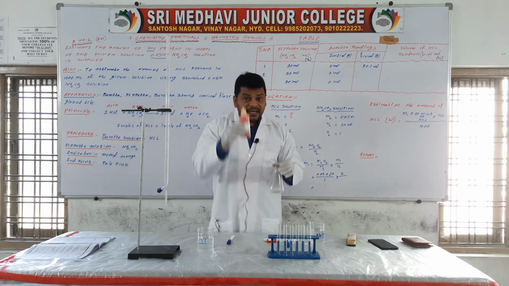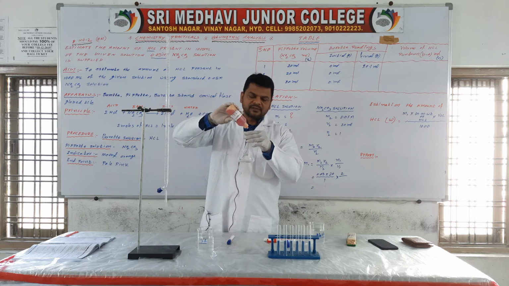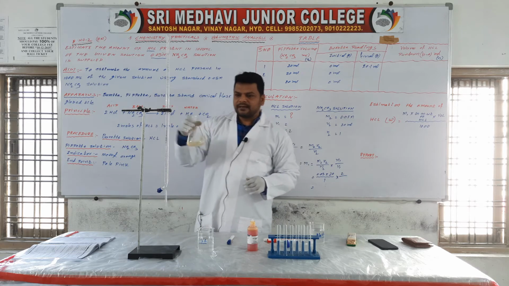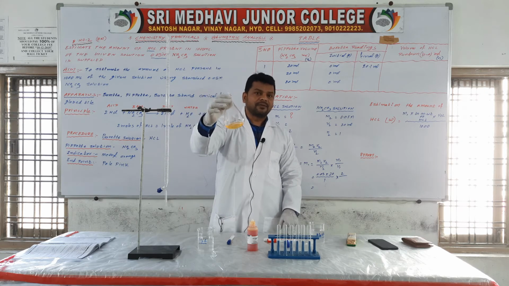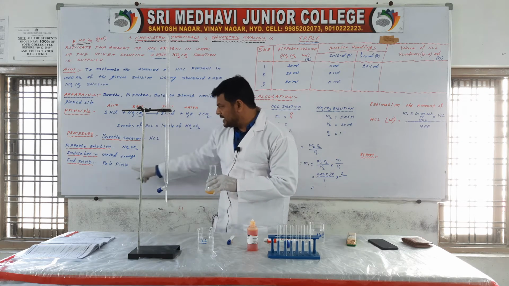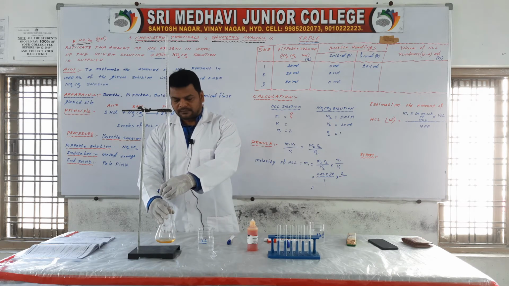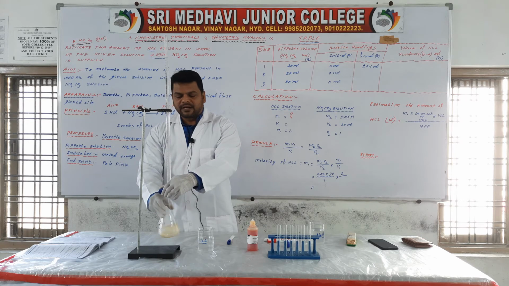Then adding methyl orange indicator, 2 drops. Before titration, what is the color of this solution? Pale yellow. Then the end point is pale pink. See, I am doing. Continuously keep shaking the conical flask and slowly release hydrochloric acid drop by drop into the conical flask.